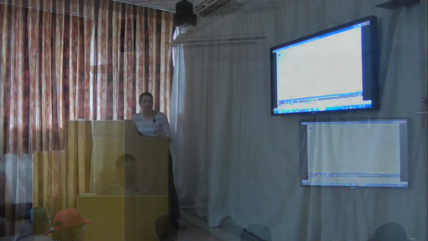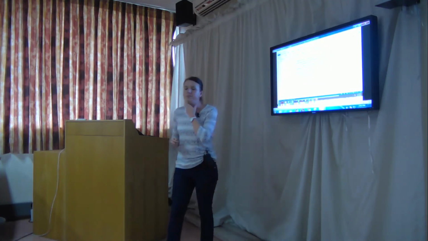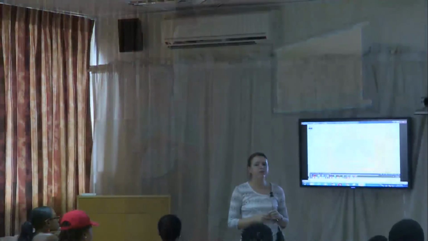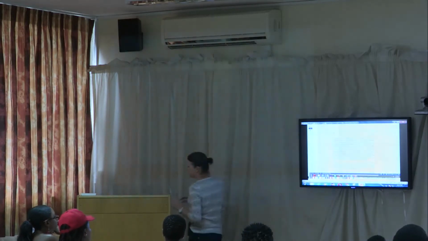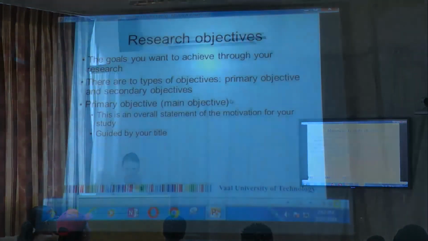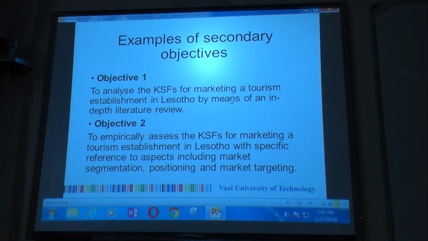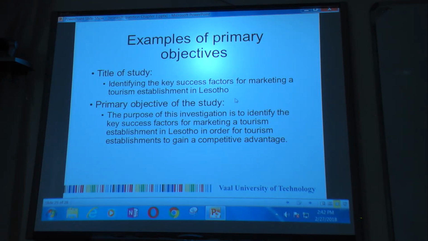Okay, let's just go. Okay, this is an example of a problem statement. I just want to go a bit down because I want to just show you the topic for this. We're going to go back to that problem statement, but the title for that study is Identifying the Key Success Factors for Marketing a Tourism Establishment in Lesotho. That title now needs a problem statement, and the example that I've brought to class is a problem statement for that title. So I want us to go through that.